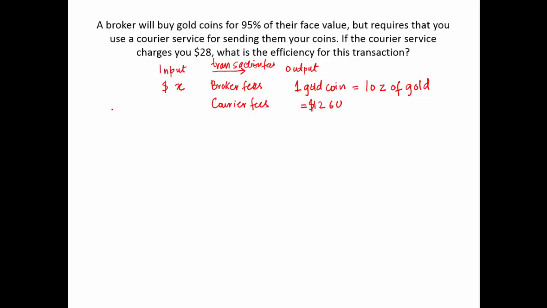So what's our question? Our goal is to determine the efficiency of this process. That's what we're driving towards. We don't know what our input is. We know courier fees are $28. Our broker fees, we know in percentages is 5%, but we don't actually know what that amount is in money.